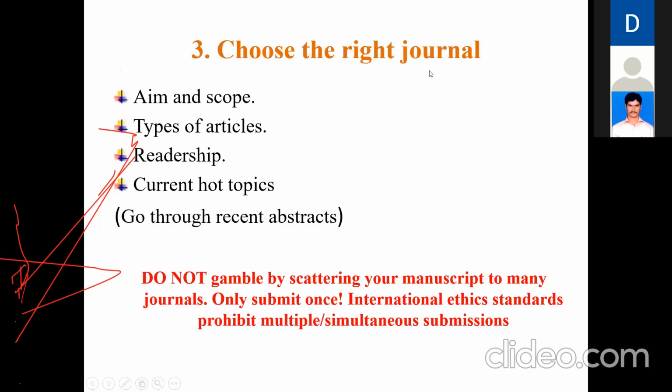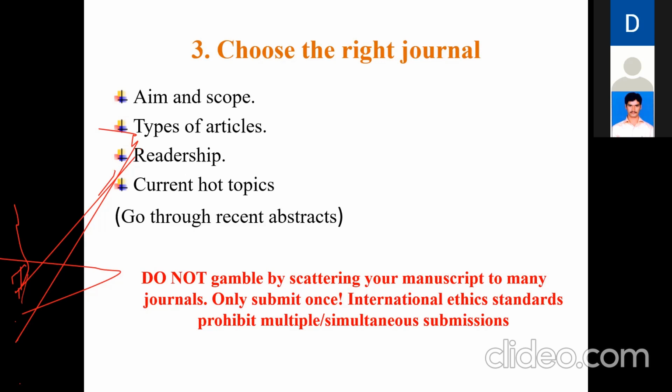Then choose the right journal. Now you have decided that your work is okay. You discussed with your colleagues, all appreciated your work, and now you are coming to journal publication. Before that, choosing the journal is very important, so it will save your time for publication. Many times our paper is submitted to a non-related journal. It will be rejected, or not accepted, after 3 to 4 months. So that period is wasted.